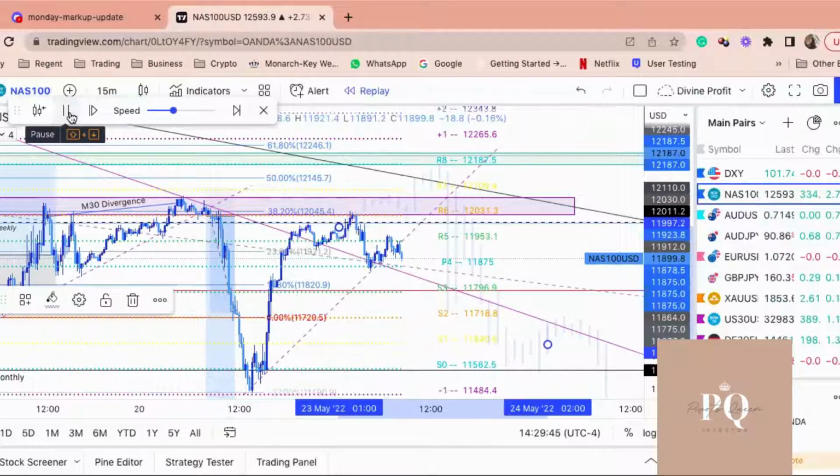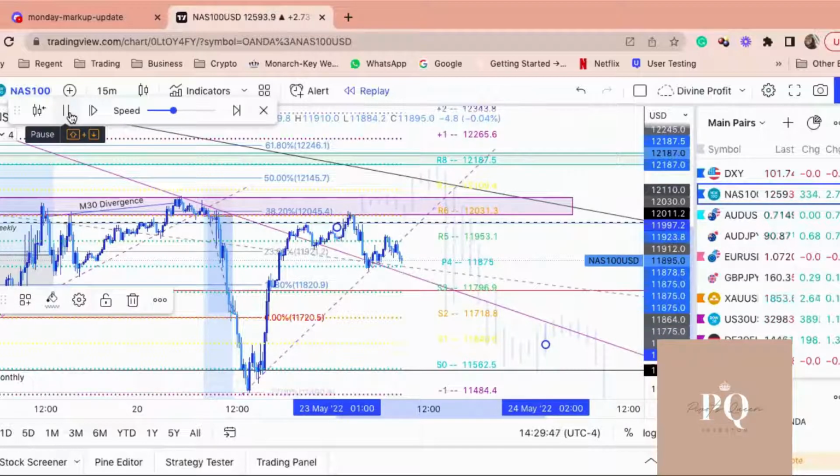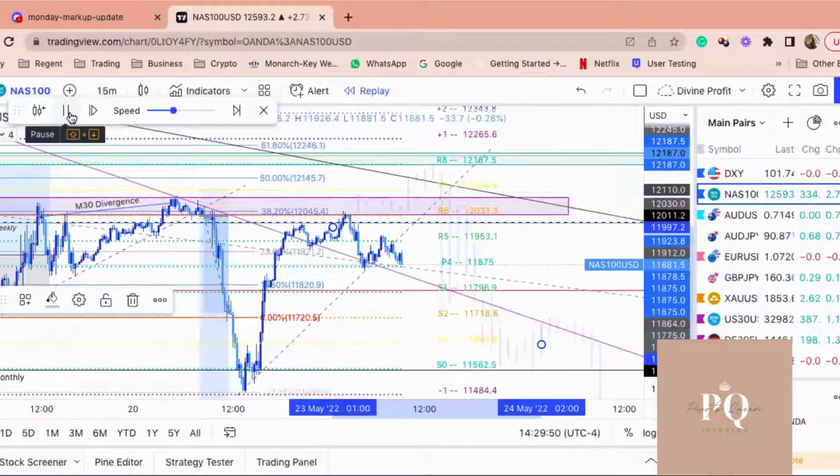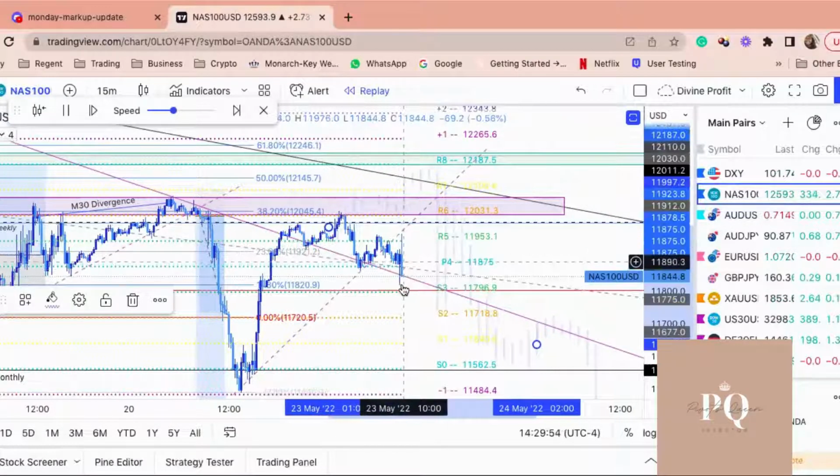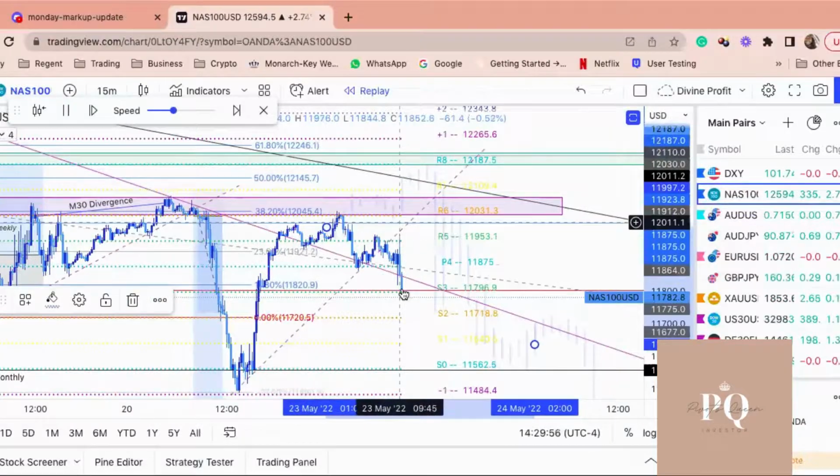So now let's play it. Yeah, now it's a little slower. So this is opening bell. Opening bell is usually really, really crazy. So you can see a lot of up and down.